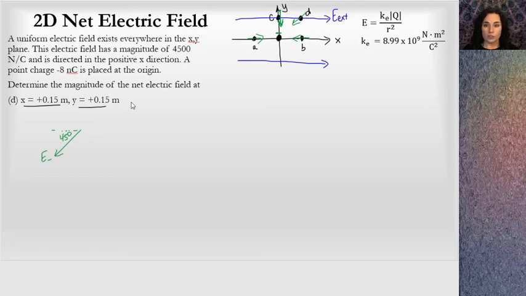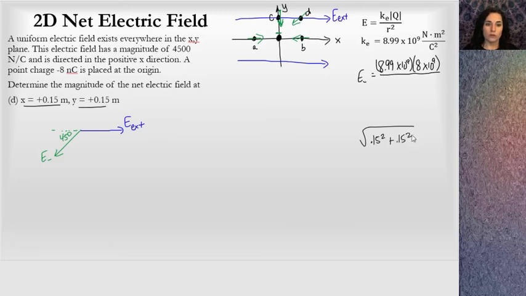At point D, I'm going to be adding it with the external electric field, which is the 4,500, so E external. Because I have a new radius, I have to calculate a new electric field for that negative charge. I'm still going to have K, 9 times 10 to the 9th, and the Q, 8 times 10 to the negative 9th. Both of those are still there, but I'm going to have a new radius. The new radius is going to be the square root of 0.15 squared plus 0.15 squared, which is 0.15 times the square root of 2. So that's what you would plug in up here, 0.15 square root of 2, quantity squared.